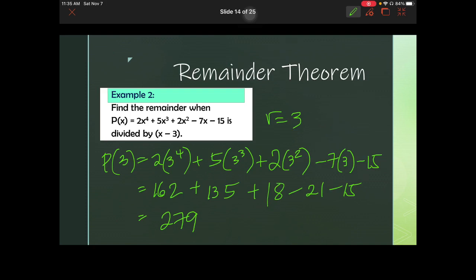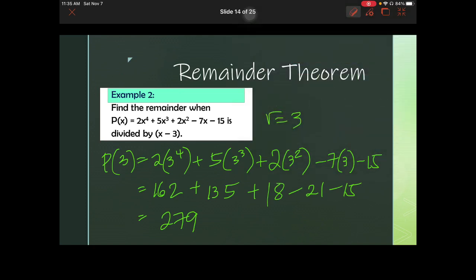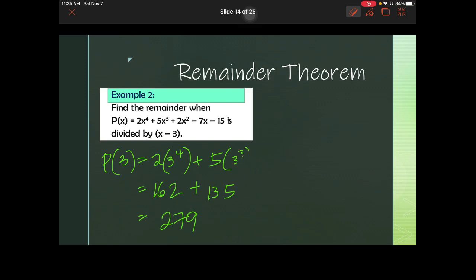At paano natin yung matcha-check? Kung tayo po ay gagamit ng synthetic division. So let me just make space. Kumpurahin ko lang tong extra part na ito. And then let's make space. So we will have 2, 5, 2, minus 7, minus 15. Our r is positive 3. Bring down 2, 6, 11, 33, 35.